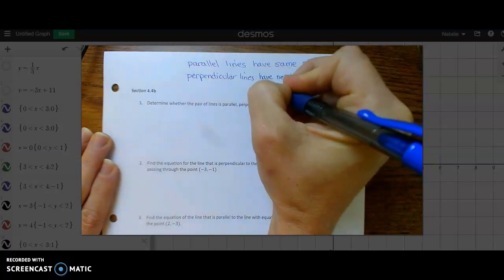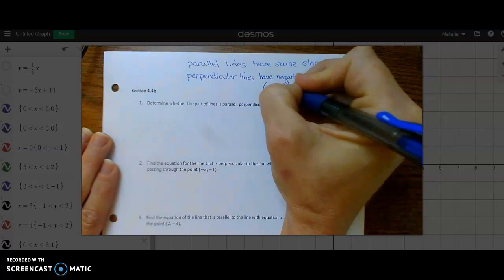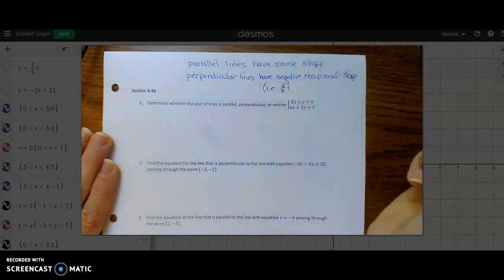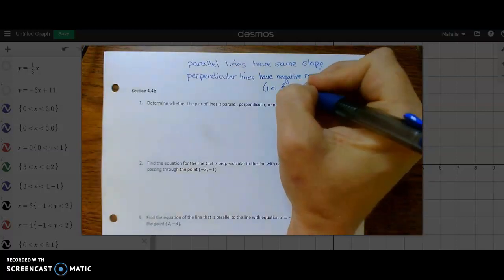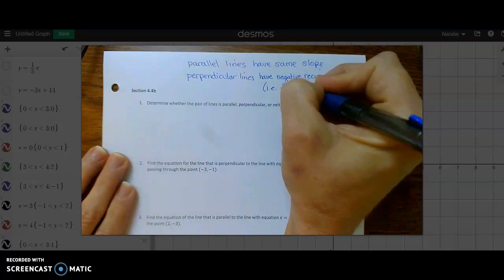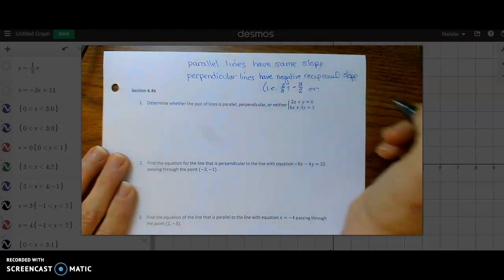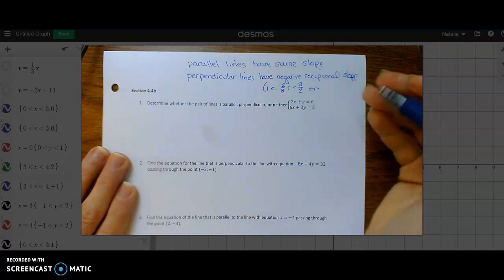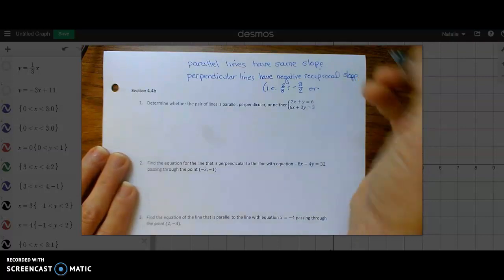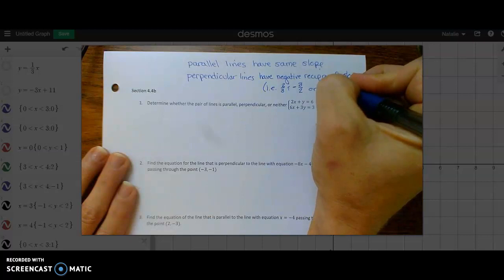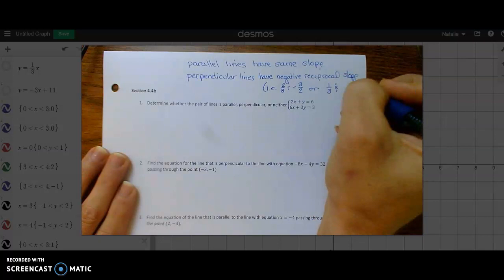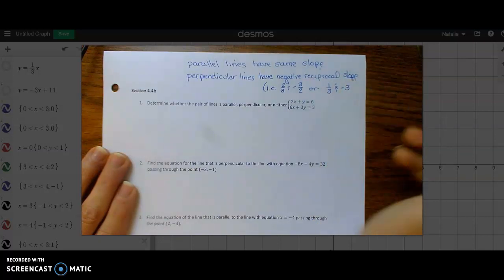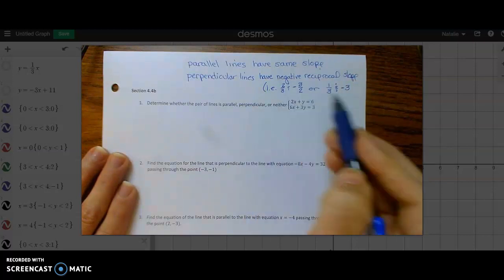So, i.e., if one slope is 2/3, then the slope of a negative reciprocal, or the slope of a perpendicular line, would be -3/2. Or with whole numbers, you think of it as a fraction with 1 in the denominator. So if you had slope 1/3, the slope of a perpendicular line would be -3/1 or -3. So notice the signs are different and they're reciprocals.